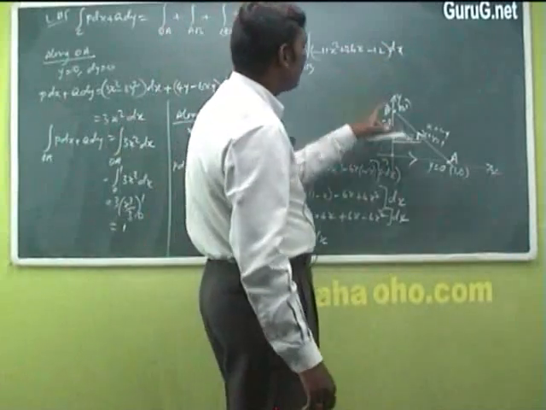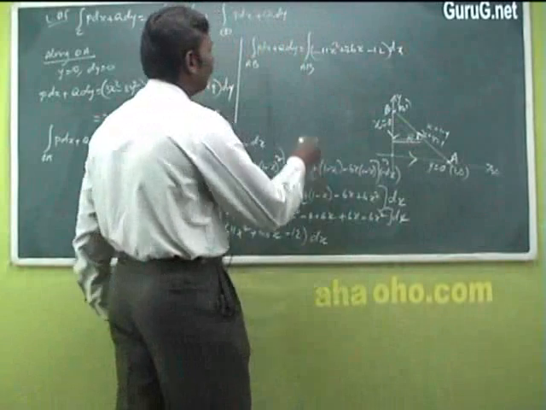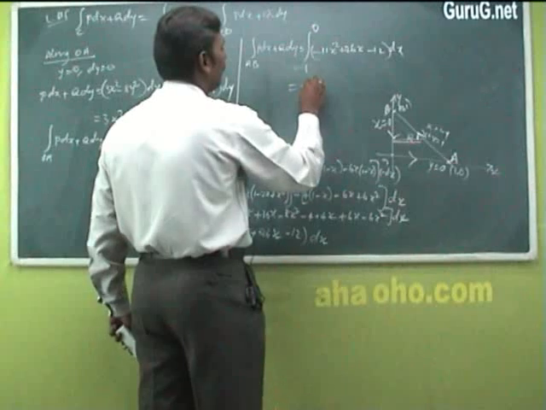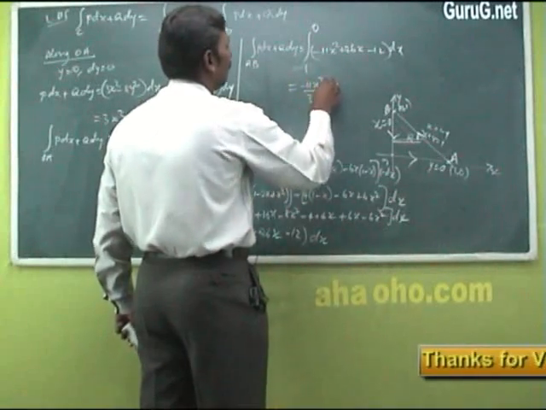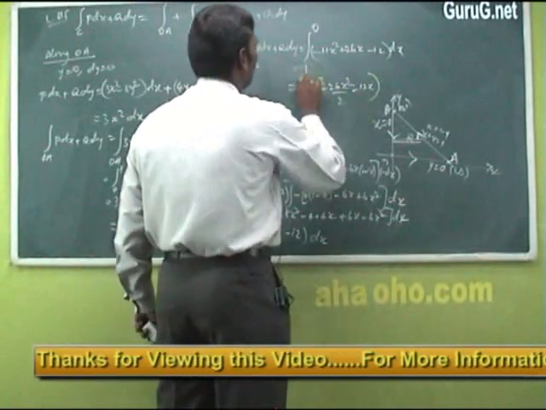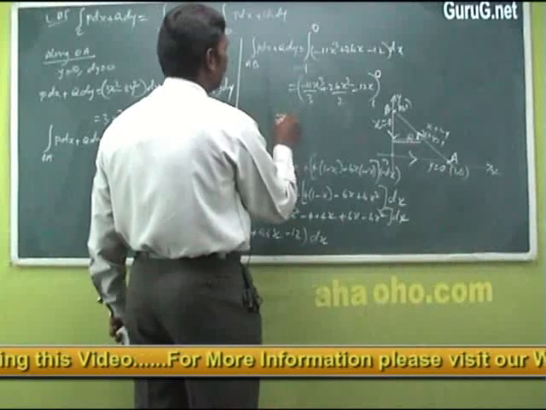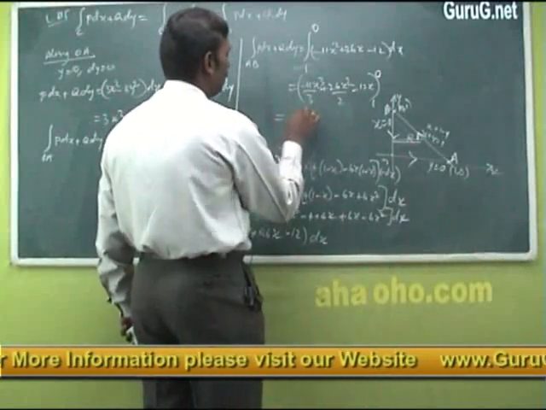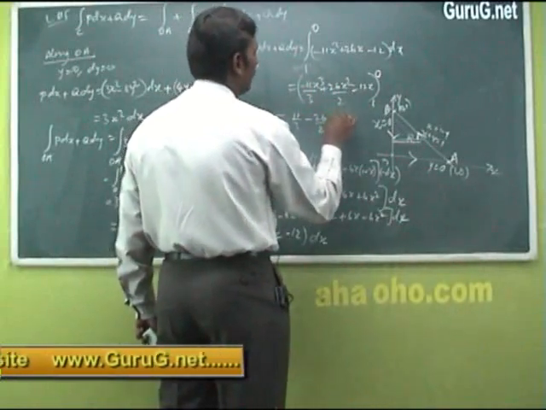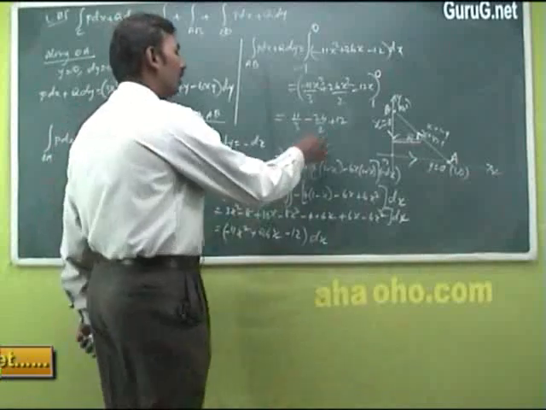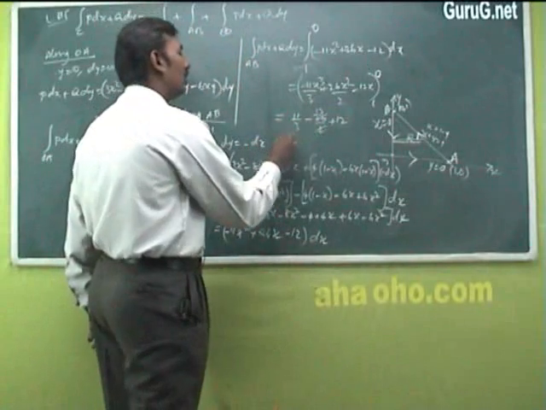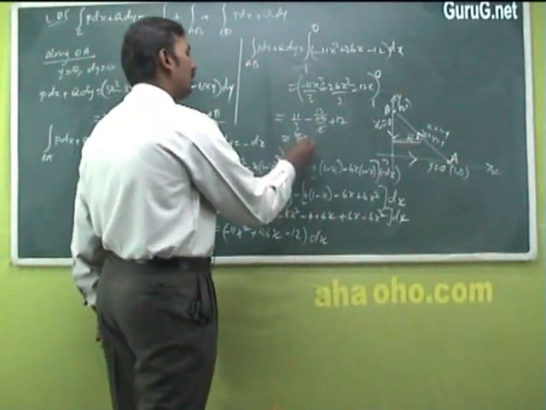Along AB, x varies from 1 to 0. So integrate this: minus 11x cubed by 3 plus 26x squared by 2 minus 12x, 1 to 0. Substitute upper limit 0, then minus lower limit. So plus 11 by 3 minus 26 by 2, then plus 12. Now minus 1, 8 by 3. Yeah.